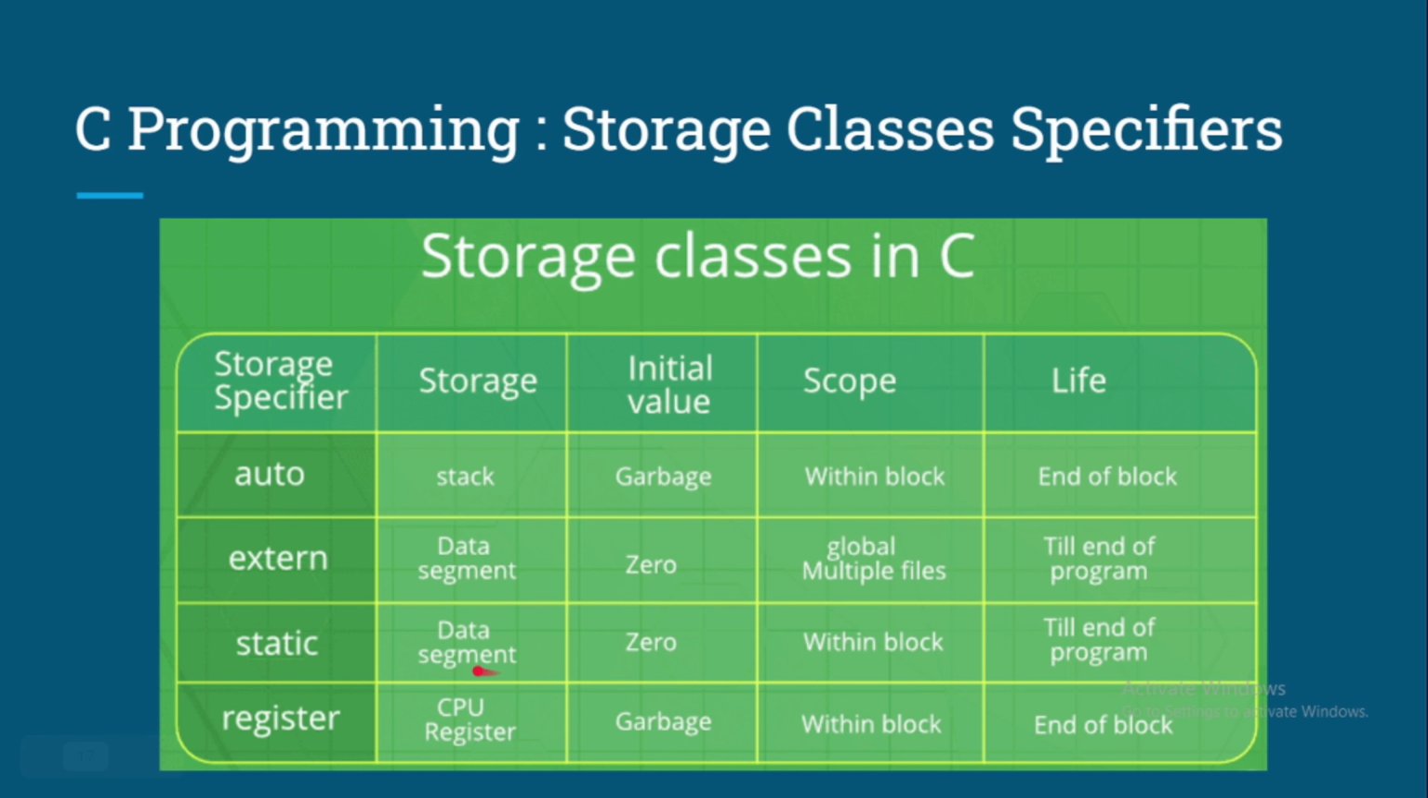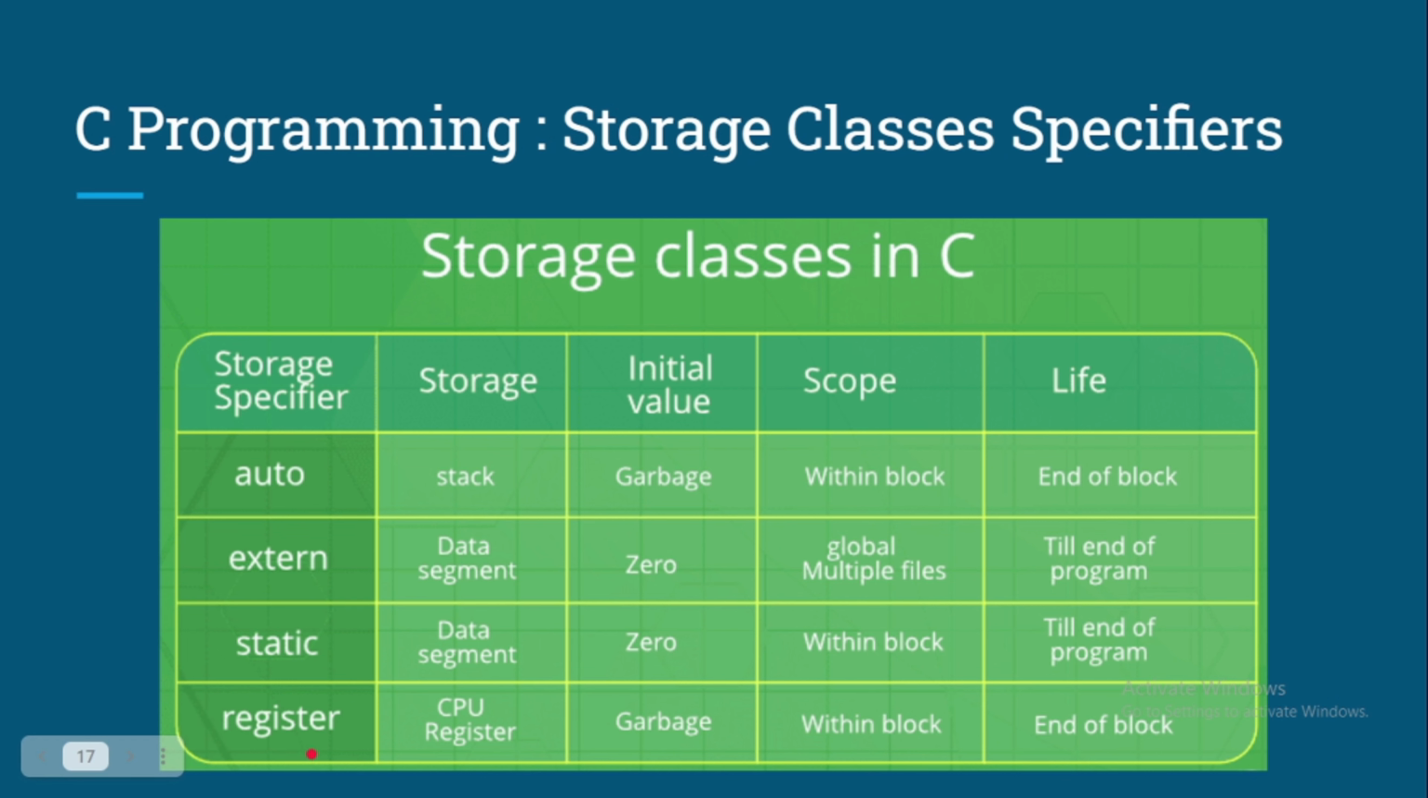What are static variables? Static variables are also stored in the data segment. A static variable could be local and could also be global. Generally its initial value is 0, and its scope is within the block where it is mentioned. If it is mentioned in a method or function, its scope is limited to that function, and if it is global, we can use static as a global also. Its life is till the end of the program. That is the difference between a normal variable and a static variable: the life of a static variable is the end of the program, whether it is local or global.